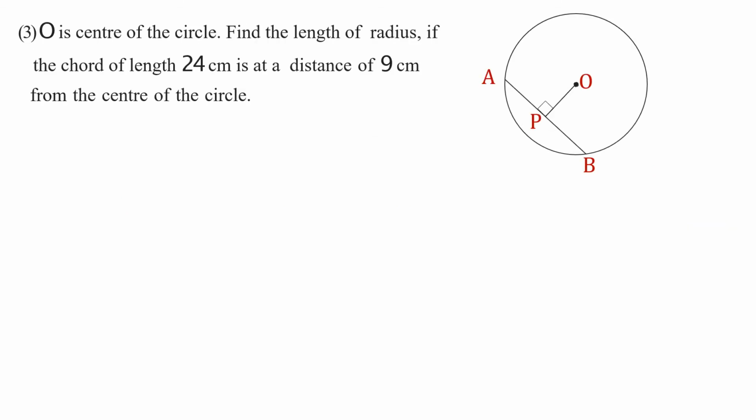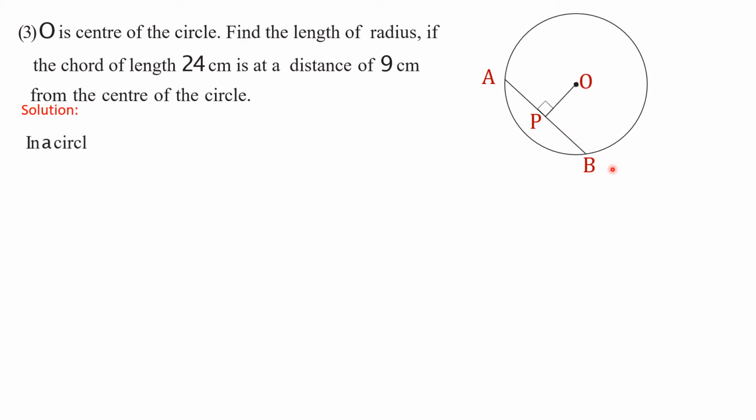Next example. O is the center of the circle. Find the length of the radius. Here we find out the radius, that is OB or OA. If the chord of length 24, here AB is 24 centimeter, is at the distance of 9 centimeter from the center of the circle, means OP is equal to 9 given.